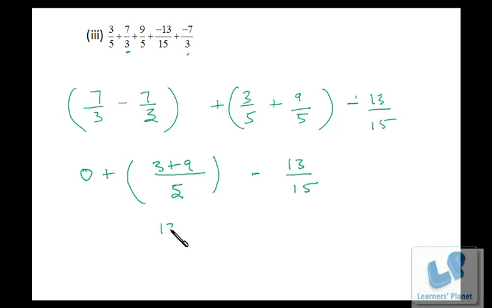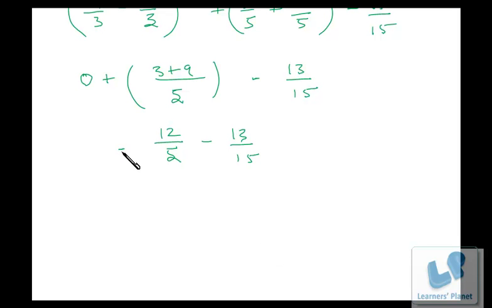Now 3 plus 9 is 12. So it's 12 by 5 minus 13 by 15. Okay. Now take LCM of 5 and 15, that's 15 only. Now 5 into 3 is 15, so that 3 into 12 is 36. 15 into 1 is 15, so 1 into 13 is 13. So 36 minus 13 is 23 and this is by 15. Right? So this is how we can solve it.